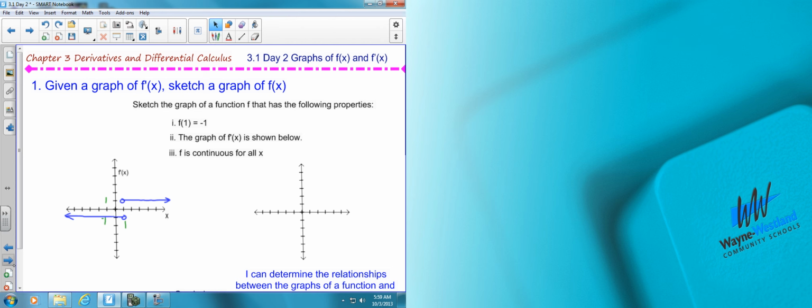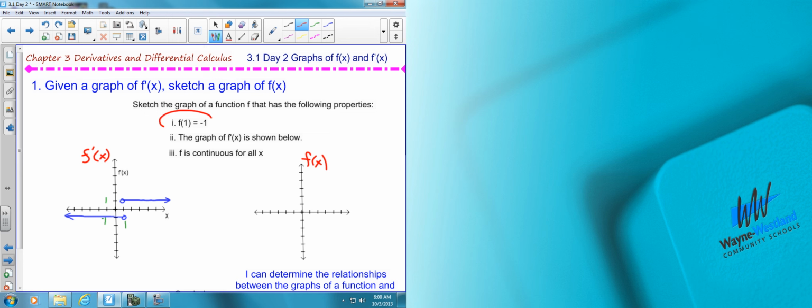All right, here is our derivative graph, and we have our function graph that we haven't built in yet. This is our derivative graph. This is our function graph. All right, so the derivative graph says that anything less than x equals 1 has a slope of -1. Anything greater than +1 has a slope of +1.